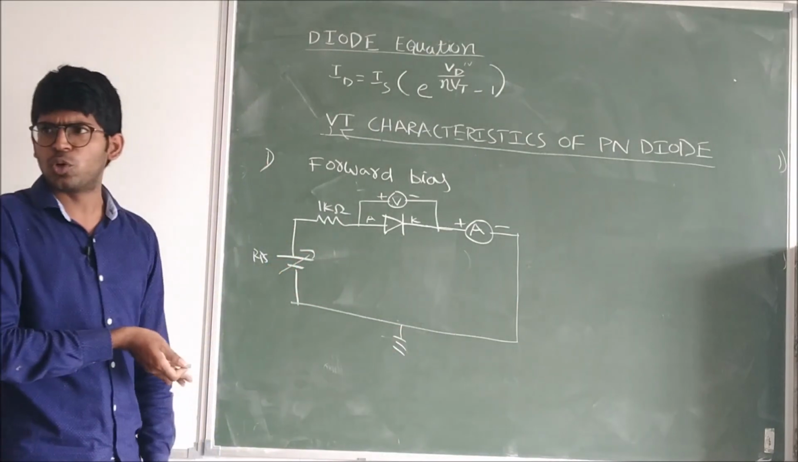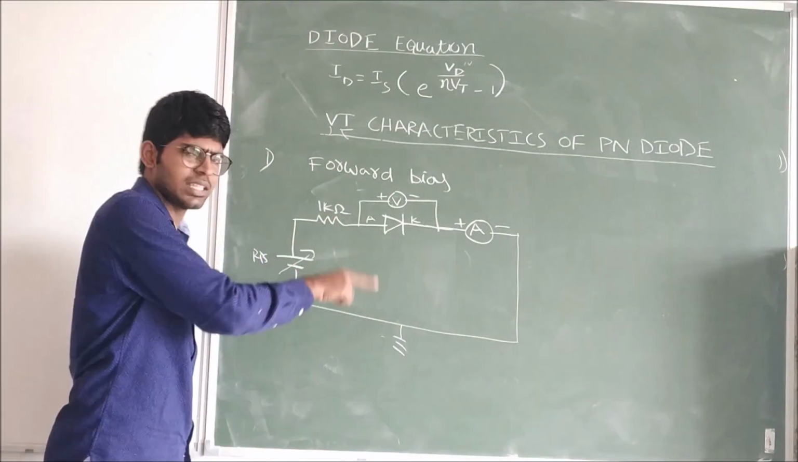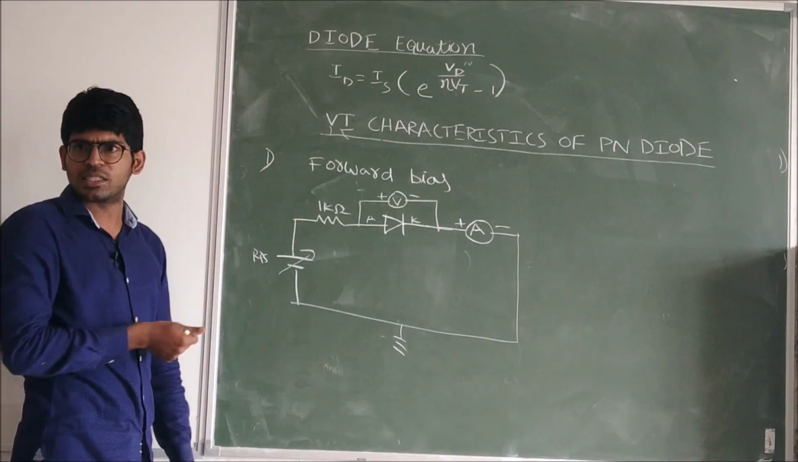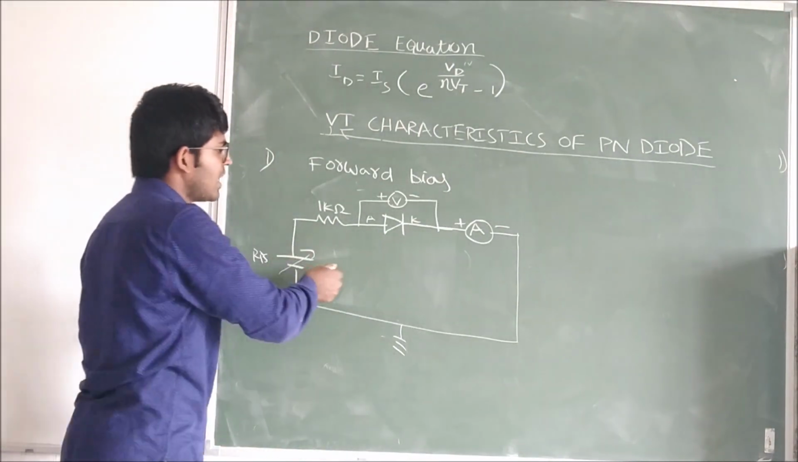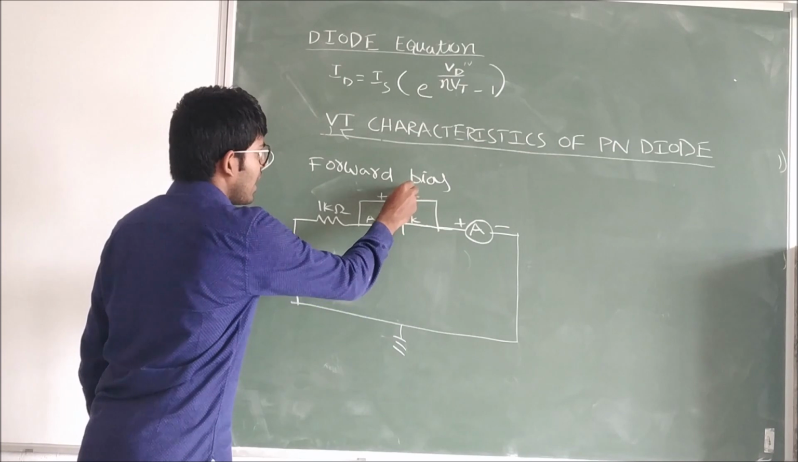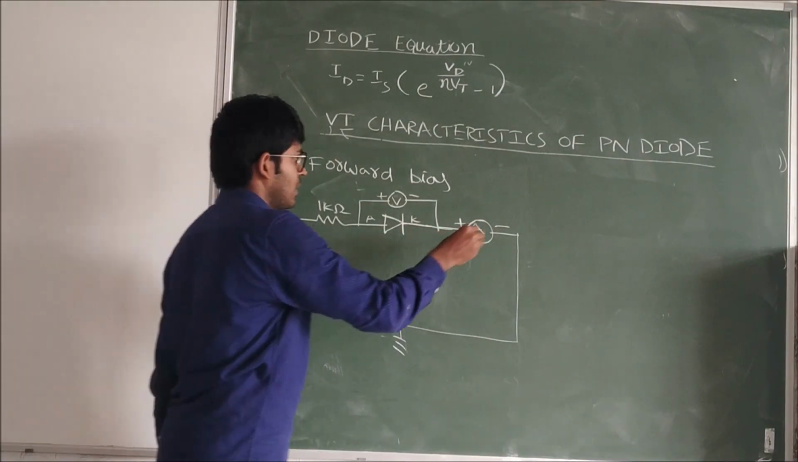So this is the circuit. First we have to connect. After connecting this circuit, we are varying the RPS. While varying the RPS, we have to note down the diode voltage and diode current.